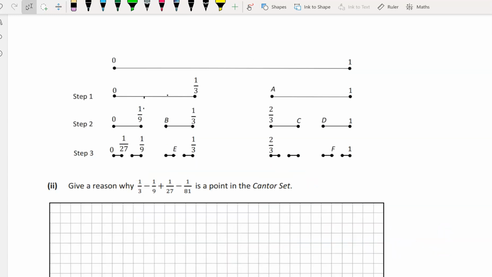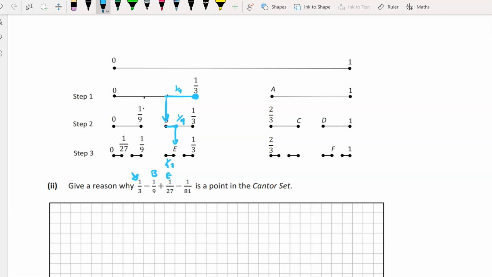You give a reason why 1/3 minus a 9th plus 1/27 minus 1/81 is a point on the Cantor set. The point on the Cantor set is each of these dots. So we can see this point here is a point on the Cantor set. Underneath, if I look at the gaps, I know these gaps are a 9th. So if I go back 1/9, that'll bring me to B. So that'll bring me here to B. And then plus 1/27th. Well, I know all these gaps in step 3 are 27ths. So if I go up here, that'll give me point E when I get to 1/27th.